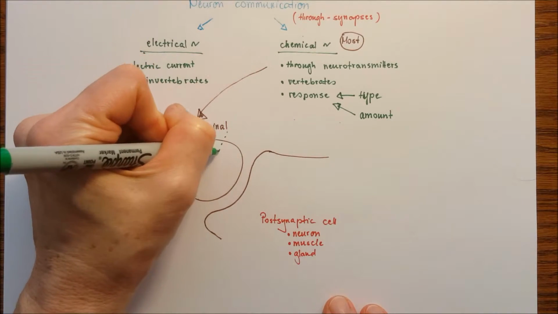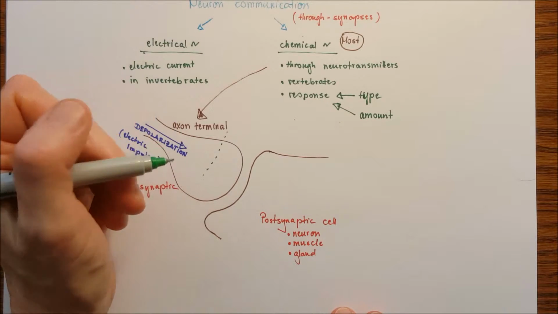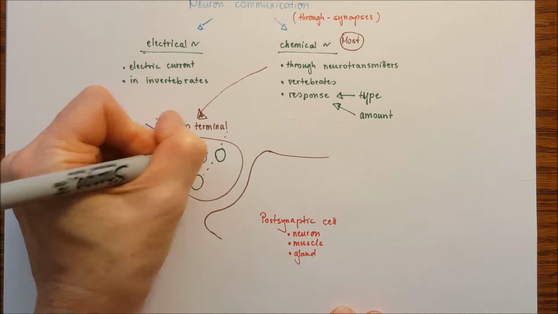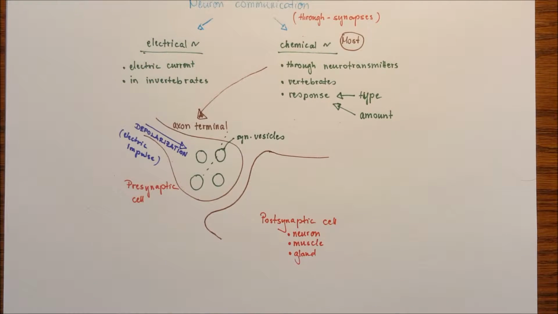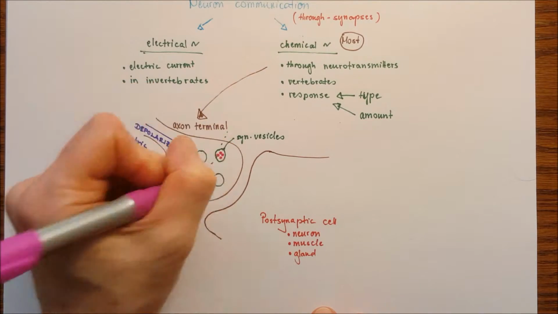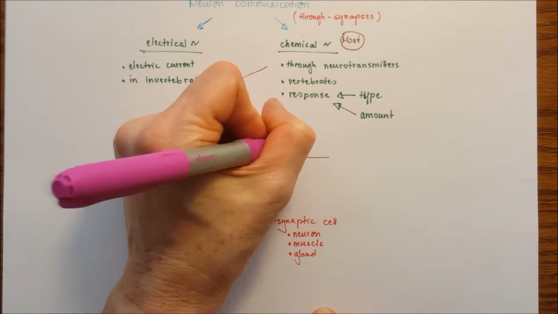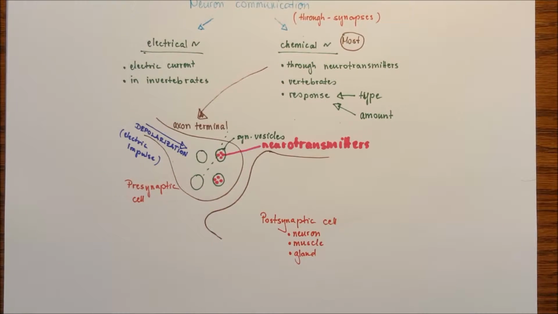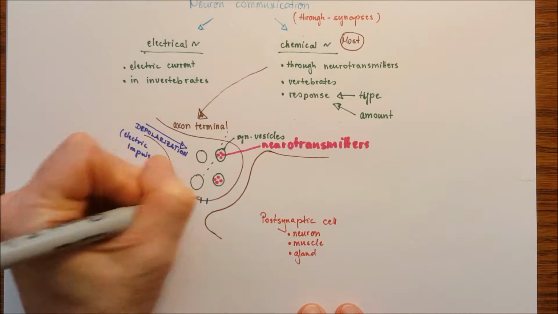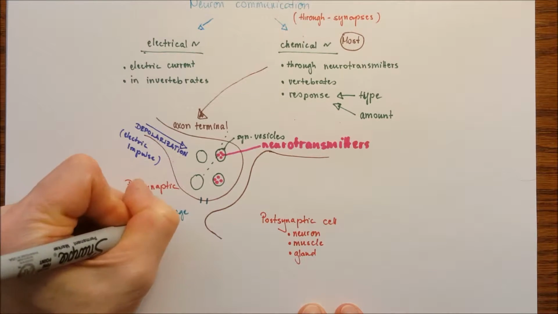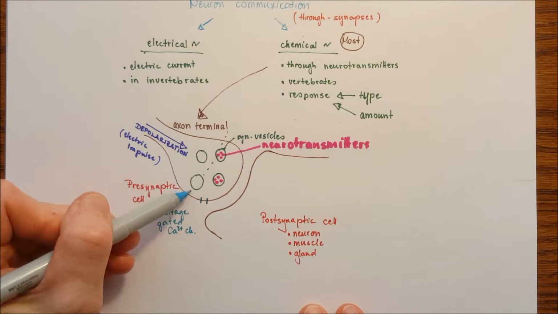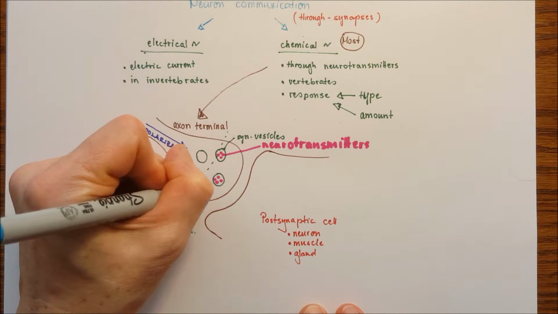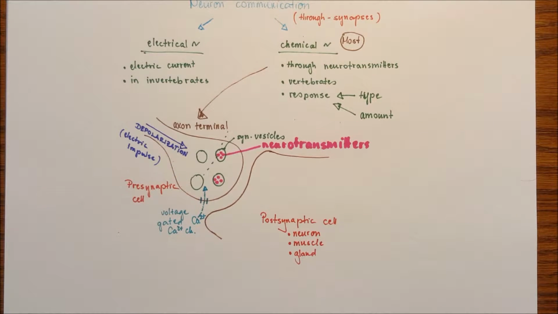Inside of the axon terminal, I wanted to draw the synapse, but I just stopped doing it. But anyway, these vesicles are the synaptic vesicles that contain neurotransmitters. There is more than one type of neurotransmitter, and we will discuss that later in this video. On the membrane we have voltage-gated calcium channels. As the depolarization comes, it will open the calcium channels.